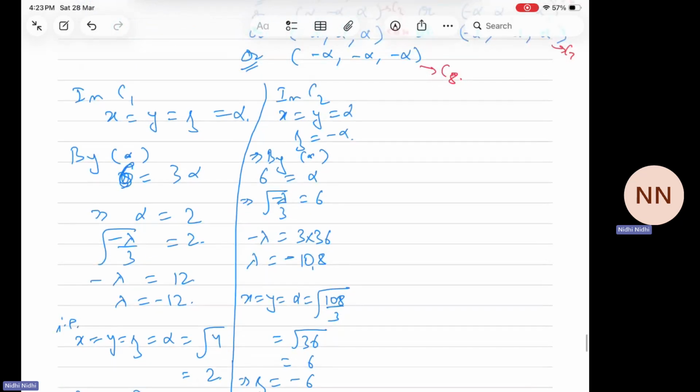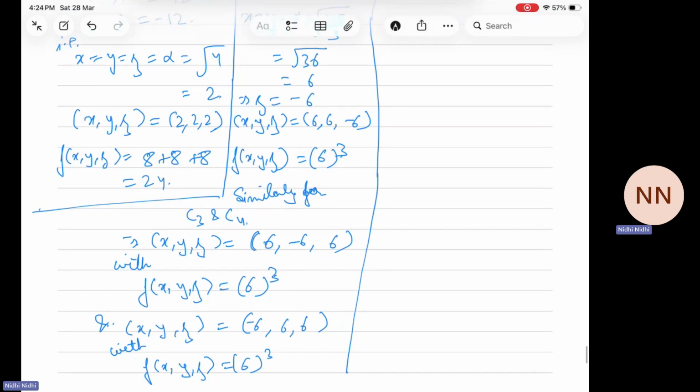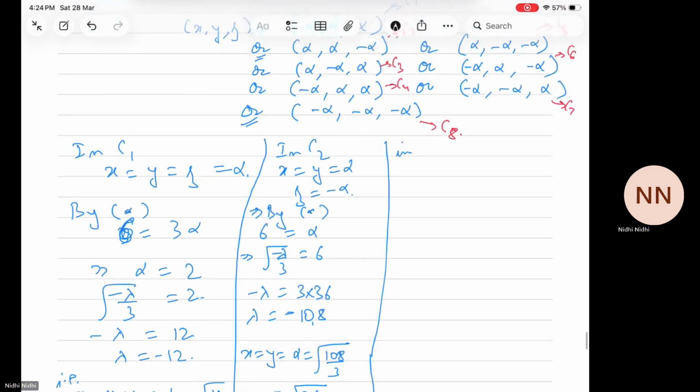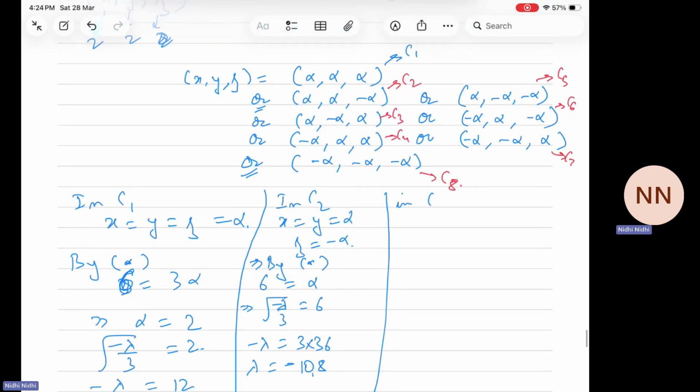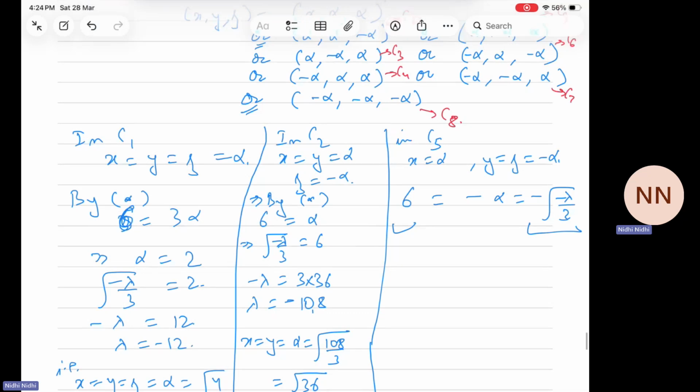And then we are left with the case when two of them are negative. In that case, in C5, x is alpha, y and z both are minus alpha. So again by star, x and y will get cancelled out. We'll be left with 6 equals minus alpha, which is minus under root of minus lambda by 3, which is not possible because the right hand side is negative and the left hand side is positive. So this is not possible.